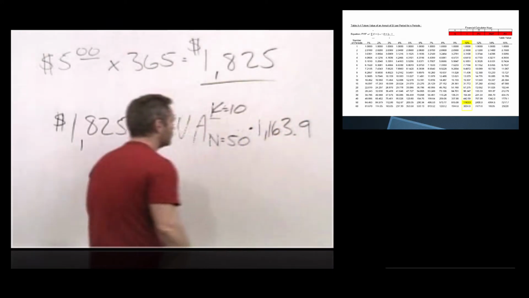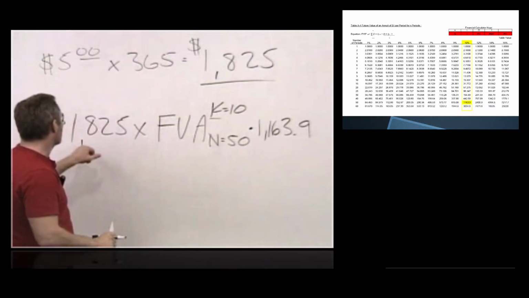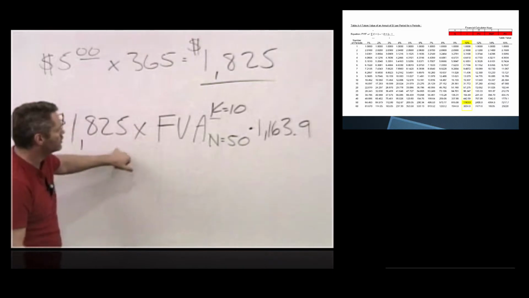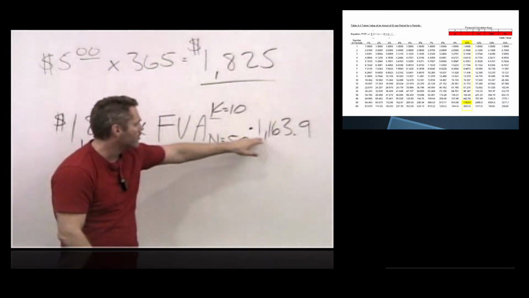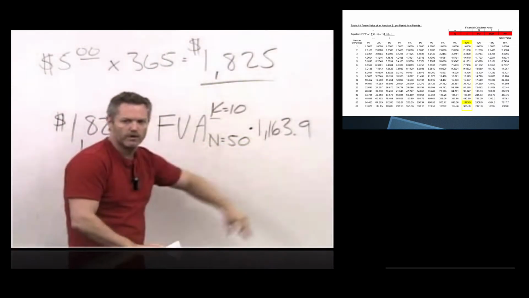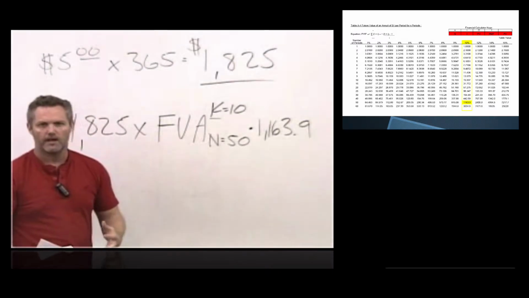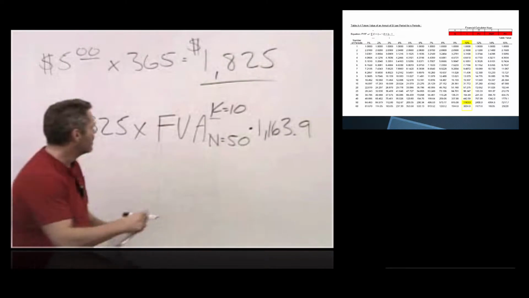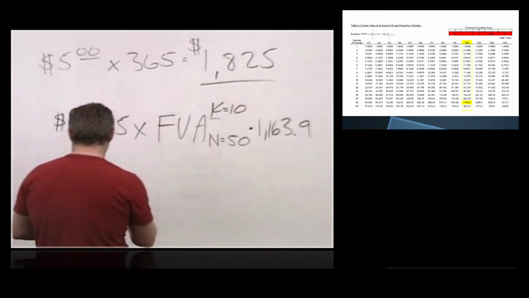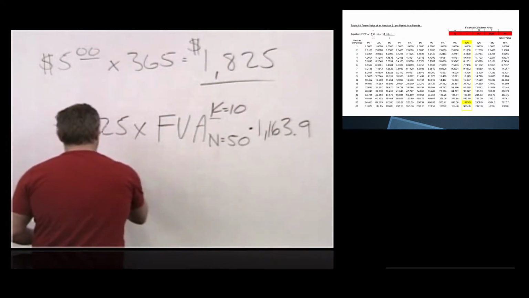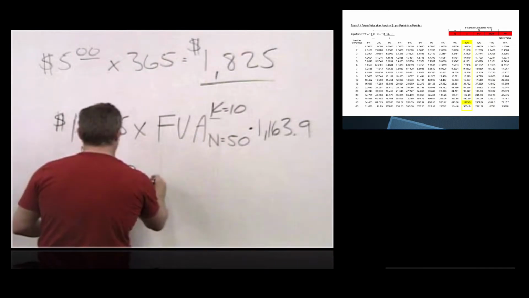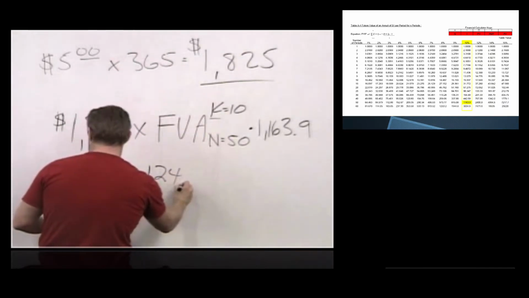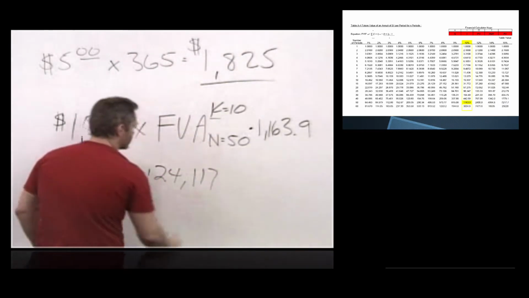1163.9. So what we're going to do is take our $1,825 times our factor of 1,163.9, multiply those, and that's going to tell you how much money you're going to have at retirement. And when we multiply those out, that equals $2,124,117.